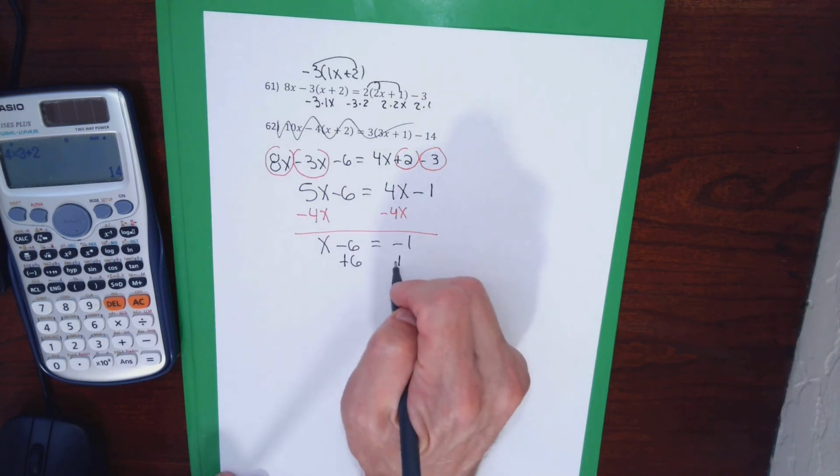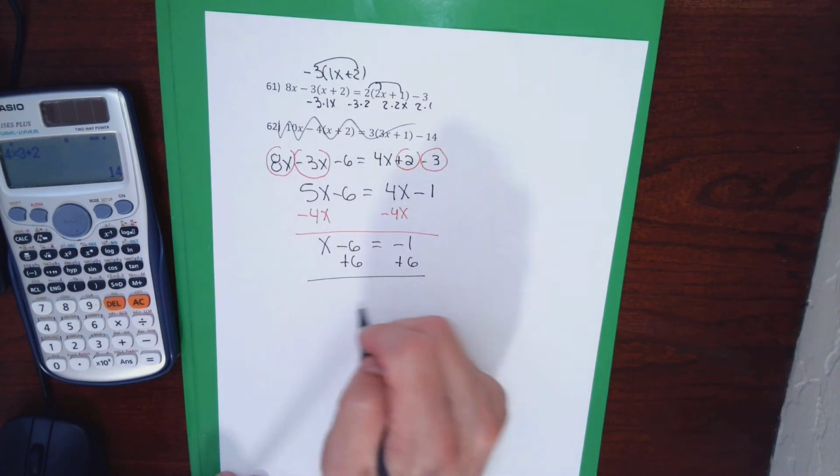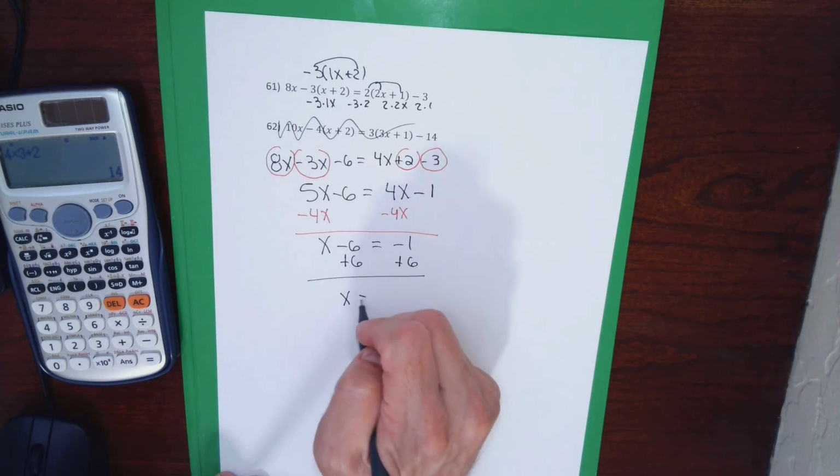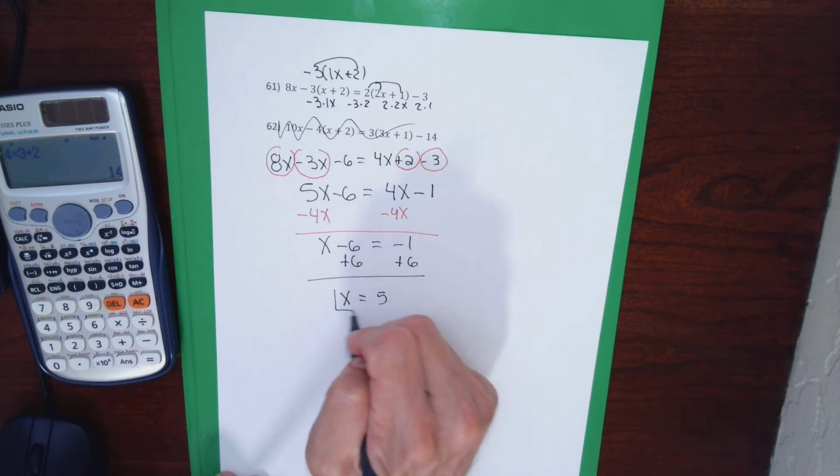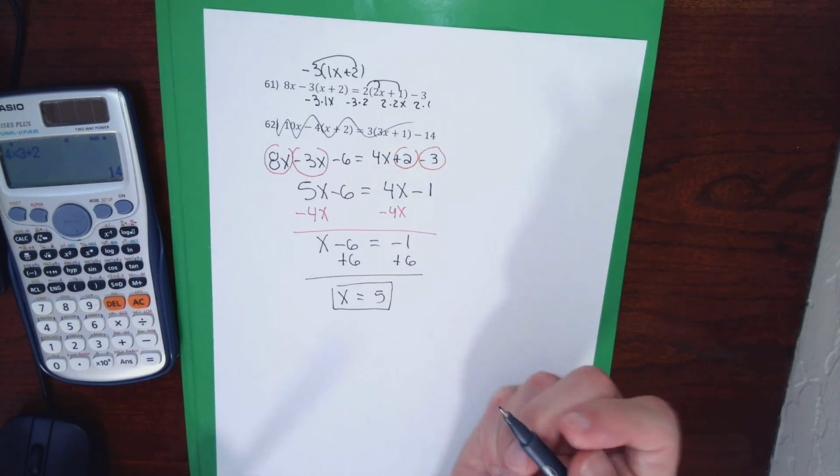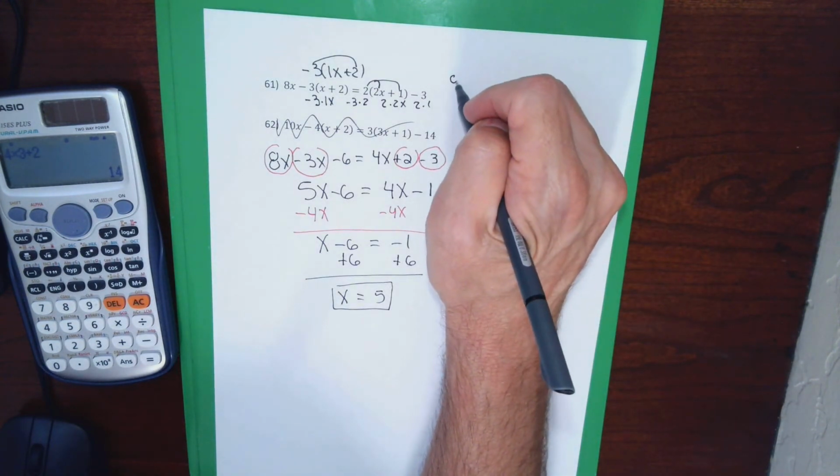And then plus 6 and plus 6. The numbers on the right-hand side have opposite signs, so I'm going to subtract and take the sign of the larger. I can do that without my calculator, but you can use your calculator.